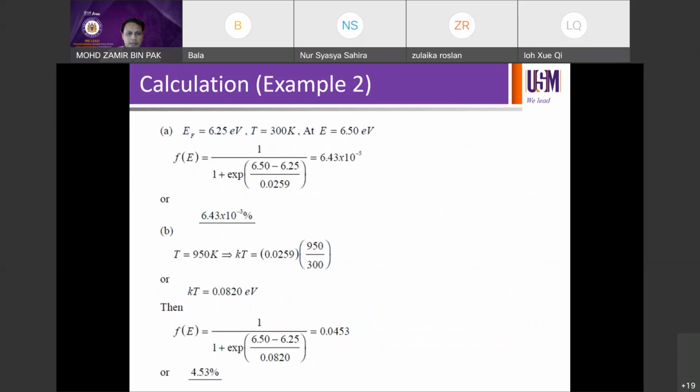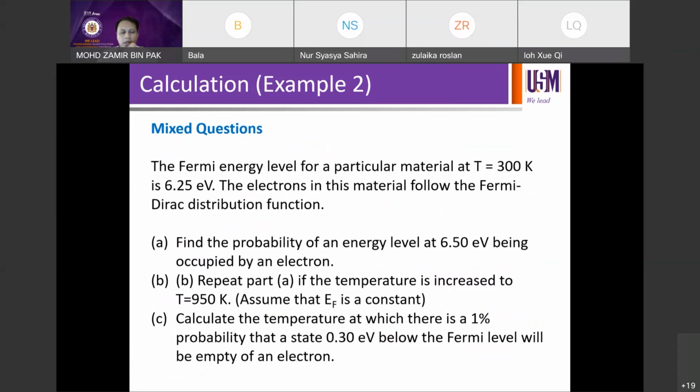So then you can try this second question, for example. The Fermi energy level for a particular material at T equals 300 Kelvin is 6.25 eV. This is the Fermi energy level, right? The electrons in this material follow the Fermi-Dirac distribution function. So what is your EF in this question? 6.25 eV. Right, 6.25.